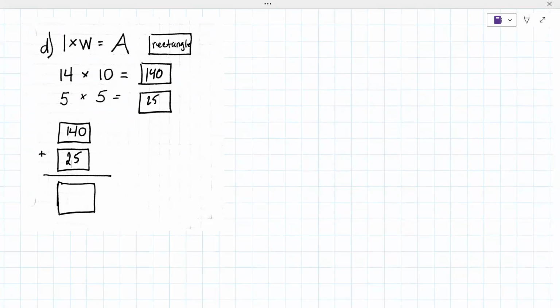5 times 5. 5 times 5 is 25. So now add these two numbers together, 140 and 25. What does that become?